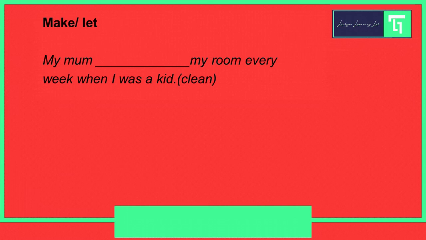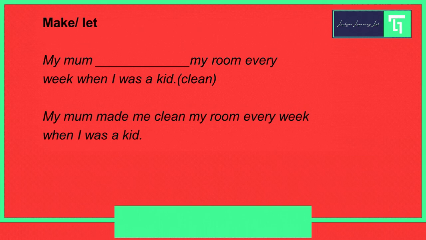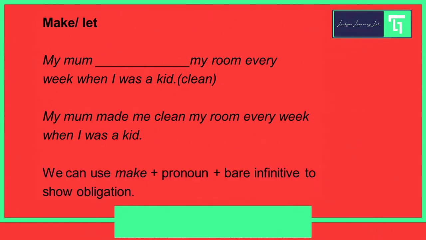My mum, my room every week when I was a kid. We're going to use the verb clean, and we've got to use either make or let. So here, it was in the past. So we need the verb in the past. And here it's like an obligation. So my mum made me clean my room every week when I was a kid. She was very strict and she forced me to clean my room. Now be careful here because we don't use to. We just say made me and then the bare infinitive.